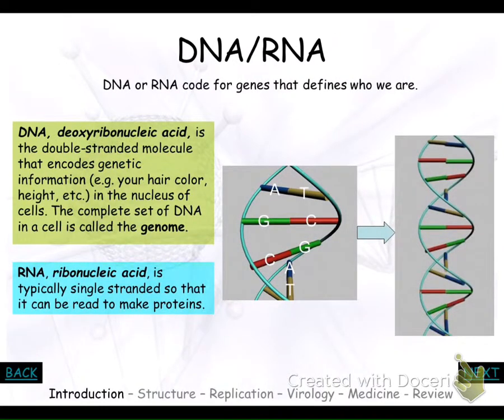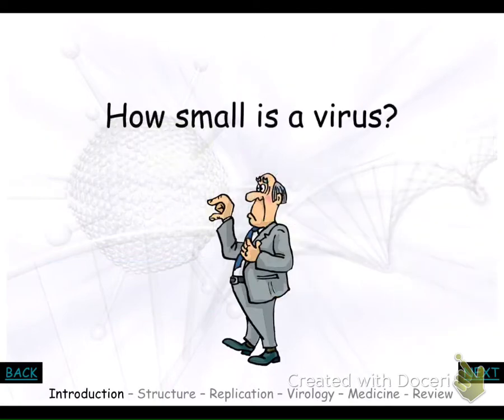Now, there's DNA or RNA coding for genes that defines who we are. So DNA is the double-stranded molecule that encodes genetic information, like our hair color or our height, and that's found in the nucleus of the cell. RNA is single-stranded, so it can be read to make proteins.